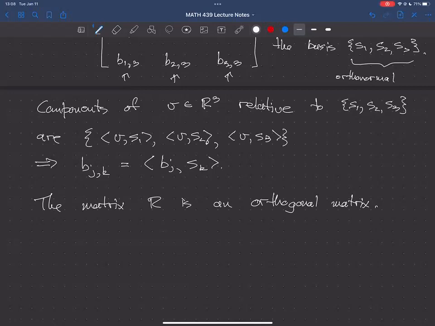Can you think of, do you remember another way of characterizing an orthogonal matrix? There's a simpler way. Just a simple formula involving R that characterizes what it means to be orthogonal. R times R transpose is the identity. And it's equivalent to saying this.